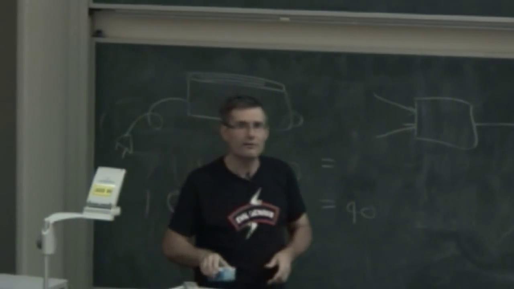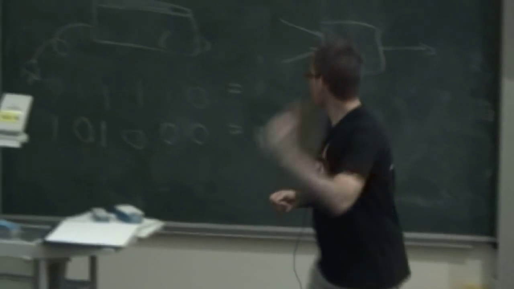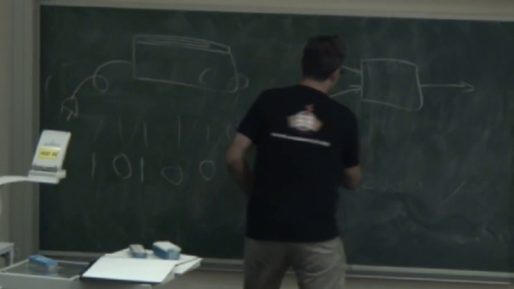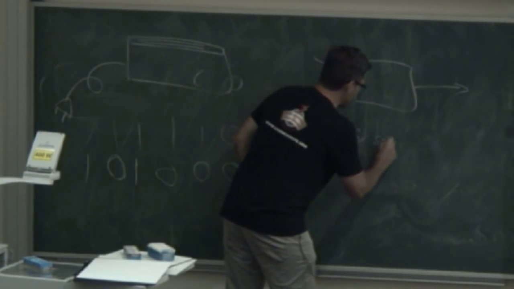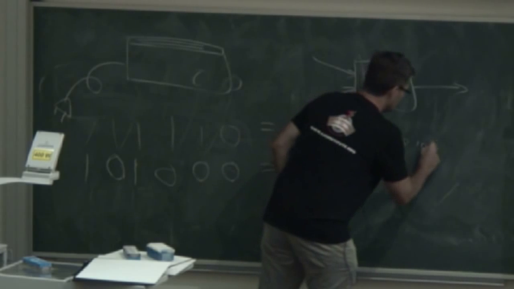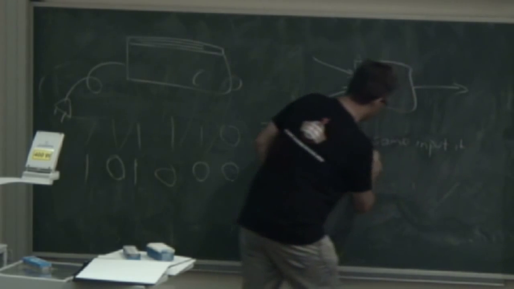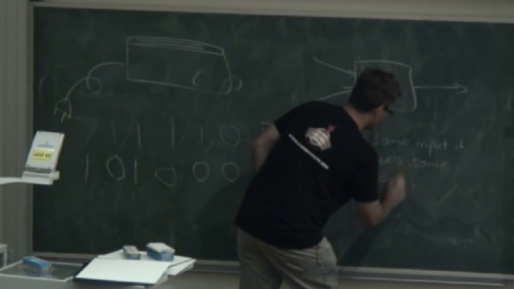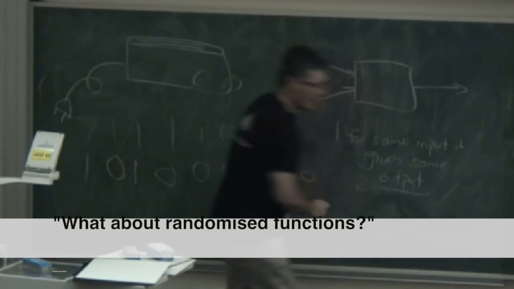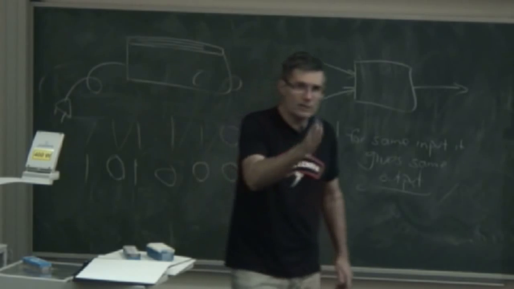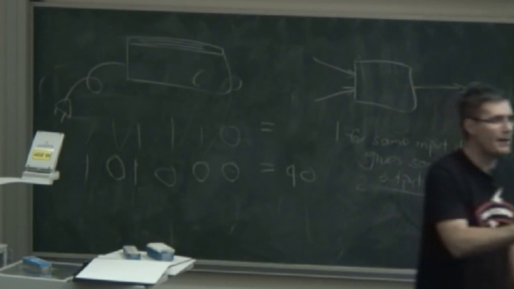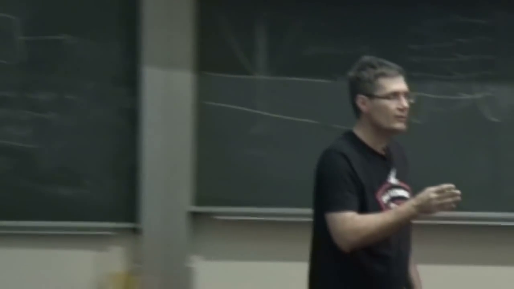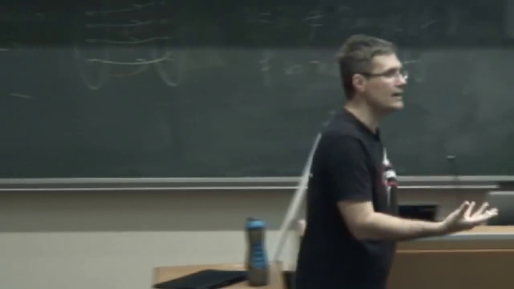Now what makes a function a function? It does the same thing every time, thank you. Number one, for the same inputs, it gives the same output. A function for the same inputs gives the same output. There's no free will, there's no choice, there's no creativity here.